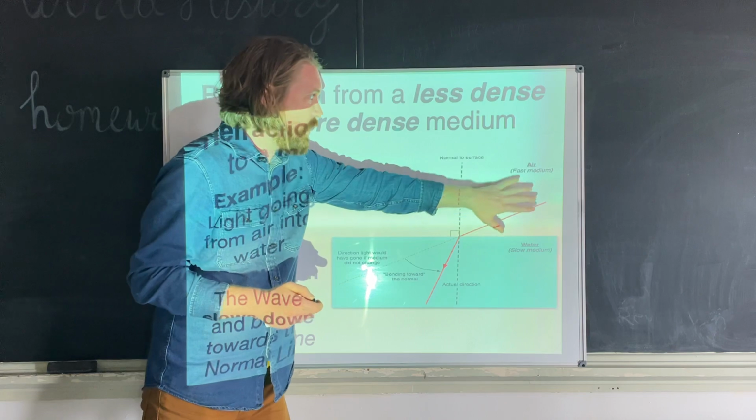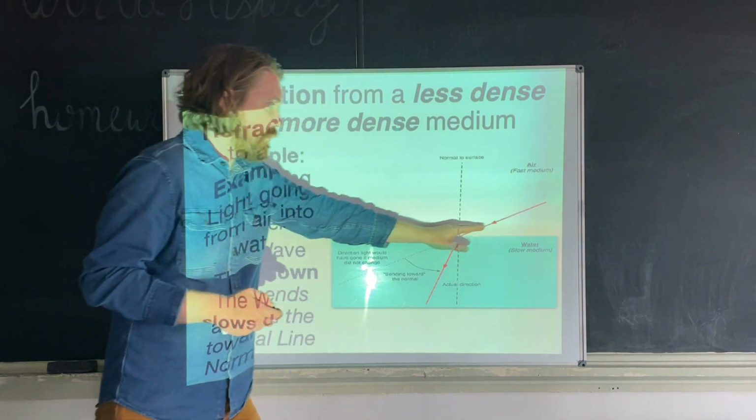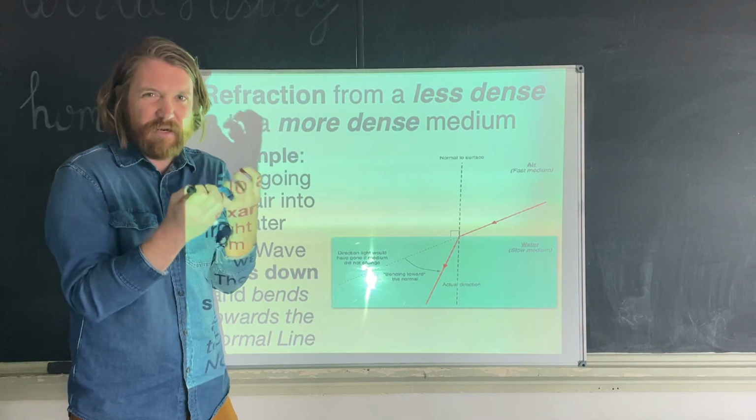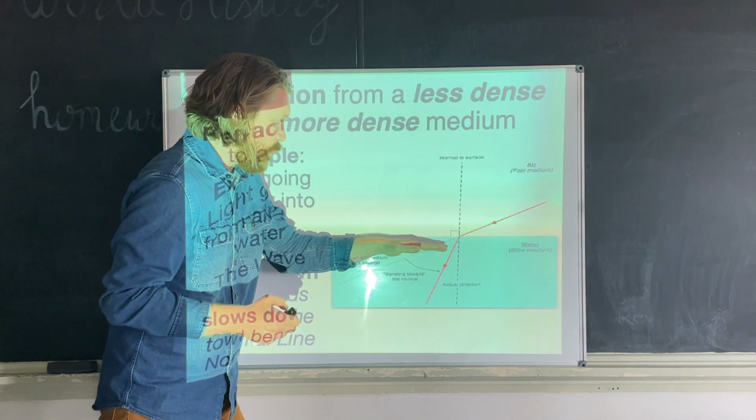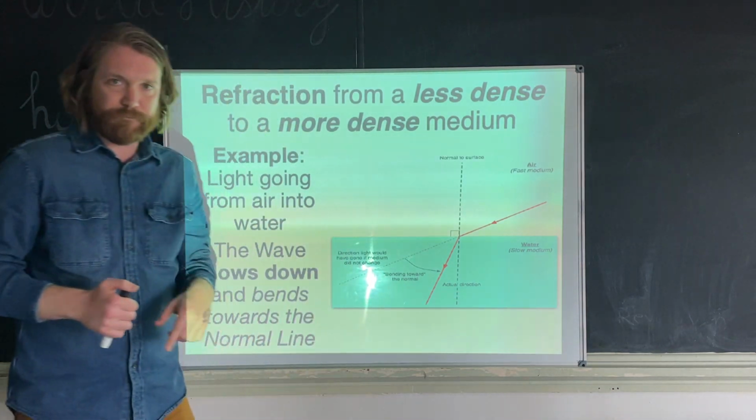So again, when we go from a less dense medium, a faster medium like air, into a slower, thicker, more dense medium where those atoms are closer together, the light wave slows down and goes towards the normal line.